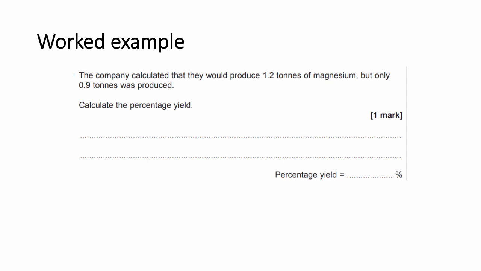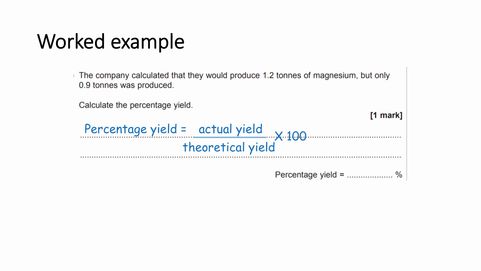A company calculated that it would produce 1.2 tonnes of magnesium, but actually only 0.9 tonnes was produced. Calculate the percentage yield. So the first thing we do is write an expression for percentage yield being the actual yield divided by the theoretical yield, and then we times by 100 because it's a percentage. Then we plug in the values. The actual yield in the question was 0.9, divided by the theoretical yield, which was 1.2, and then we times that by 100, and we get a percentage of 75%.